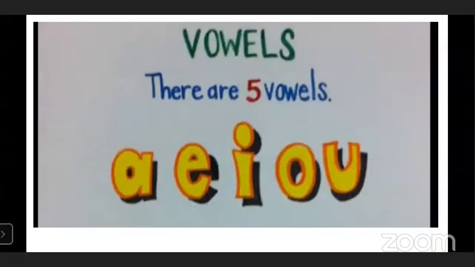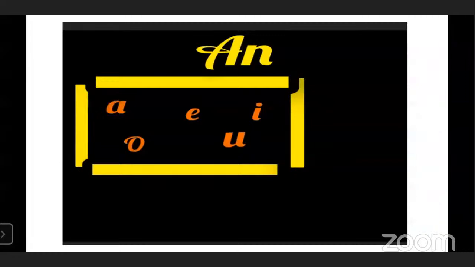In the last slide, we saw an apple. Okay? A book. Is B written here? No. Vowel A is written. So it was an apple. So the words which begin with A, E, I, O, U, we use an before these words. Now, see here, A, E, I, O, U. For words that begin with A, E, I, O, U, we use the article an before that word.